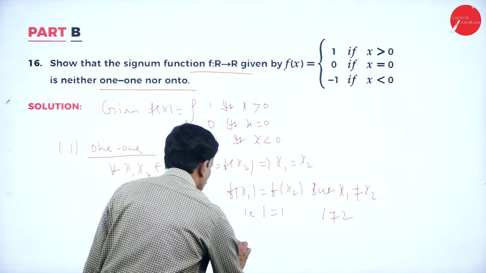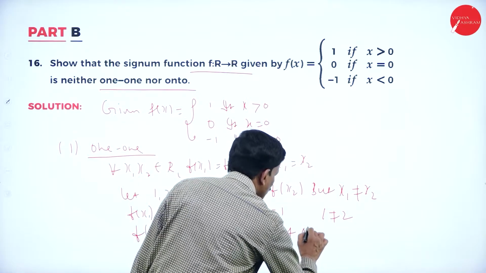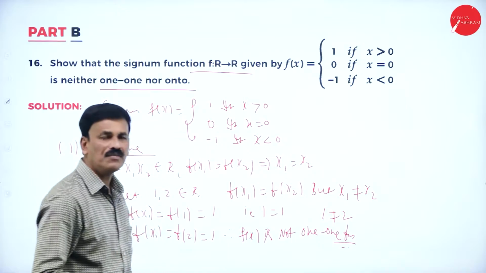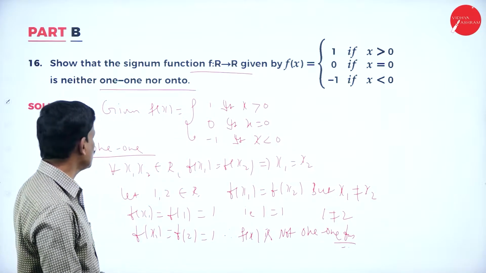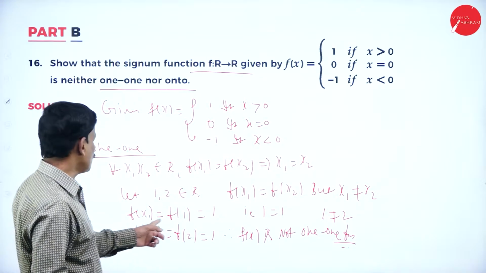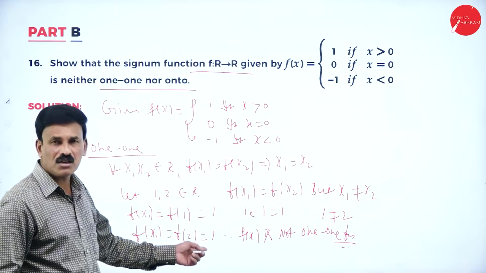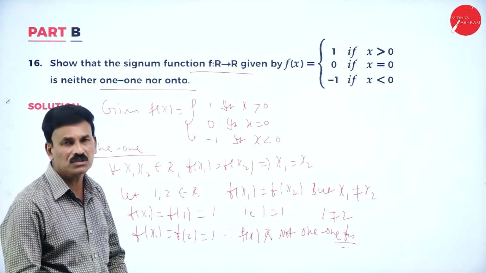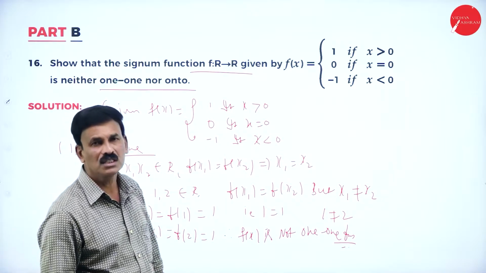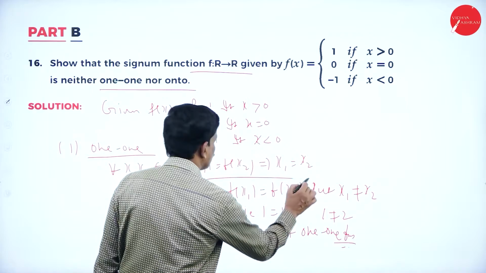So therefore f of x is not a 1-1 function. Here let us consider any 2 elements, 1 and 2 belongs to R. f of 1 is equal to 1 and f of 2 is also equal to 1. x1 is not equal to x2 but f of x1 is equal to f of x2. Therefore this is not a 1-1 function, because this condition is not satisfied.